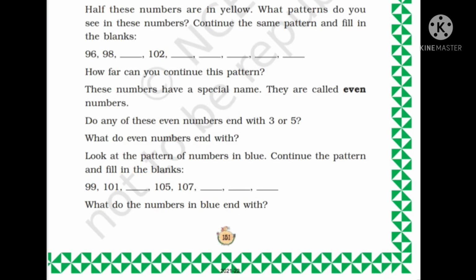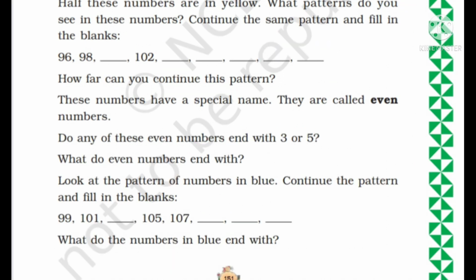Okay. 96, 98, 100, 104, 106, 108, 110, and 112. How far can you continue this pattern? You can continue up to how much you can count, right? Like infinite. These numbers have a special name. They are called even numbers.